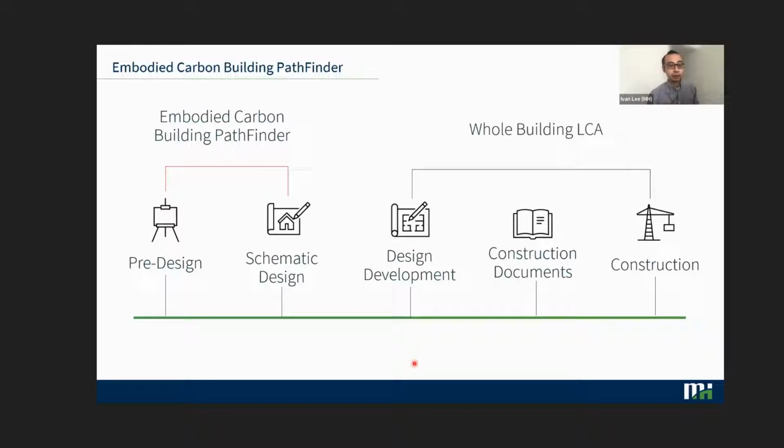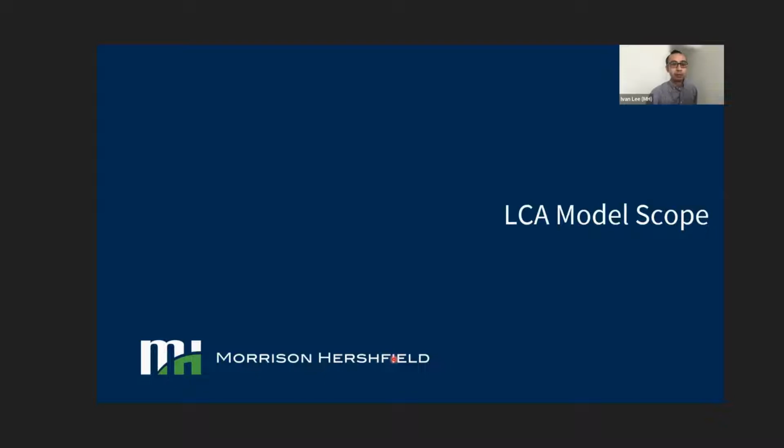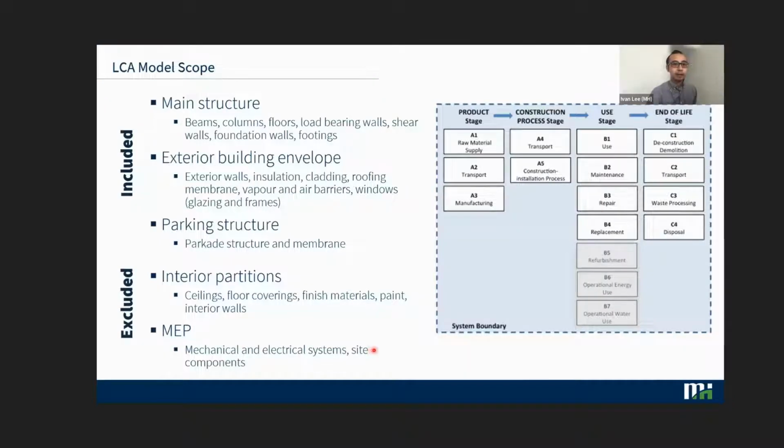model, a whole building LCA model that would capture some of the details that aren't captured within the Embodied Carbon PathFinder tool. So a little bit about the scope in terms of the LCAs. The LCAs that are in the tool right now only include the main structure, the building envelope, as well as the parking structure. It does not include things like interior partitions because there's just too many variations in terms of partitions, so that was left out. And mechanical, electrical, plumbing systems as well.